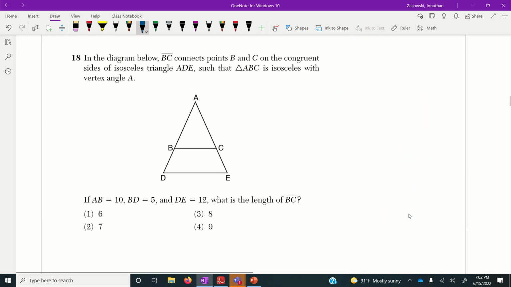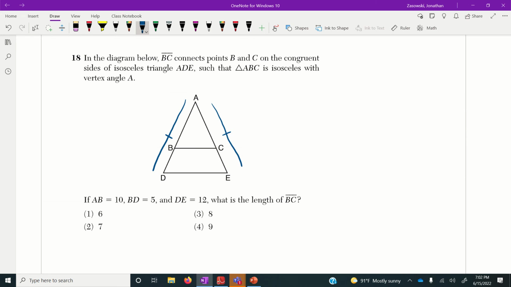Okay, we have our answer. 18. We got some points connected. Okay. So B and C. And the diagram below. BC connects these 2 points, which are on congruent sides of isosceles triangle ADE. So we know that these 2 sides are equal.